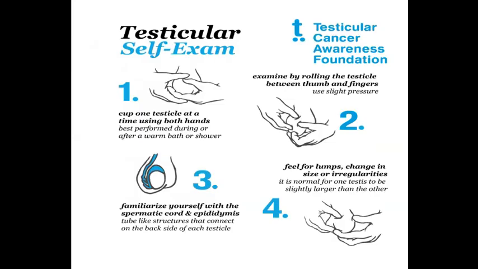Testicular self-examination should be done for testicular cancer awareness, and there are steps. Cup one testis at a time using both hands. Examine by rolling the testis between the thumb and the finger. Familiarize yourself with the spermatic cord and the epididymis. Feel for any lump, change in size, or any irregularities. If you notice any, then consult a doctor, a urologist, as soon as possible. Now come to the digital rectal examination.